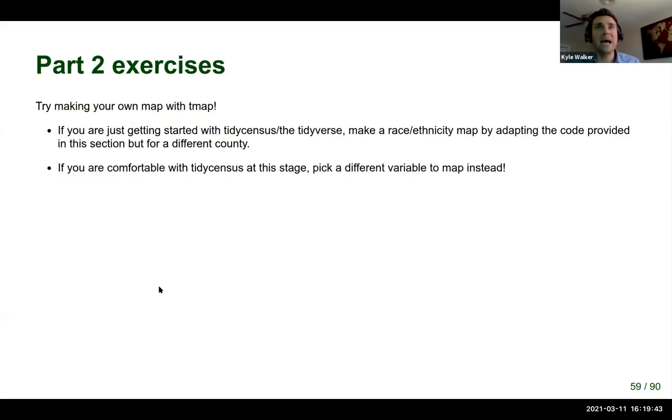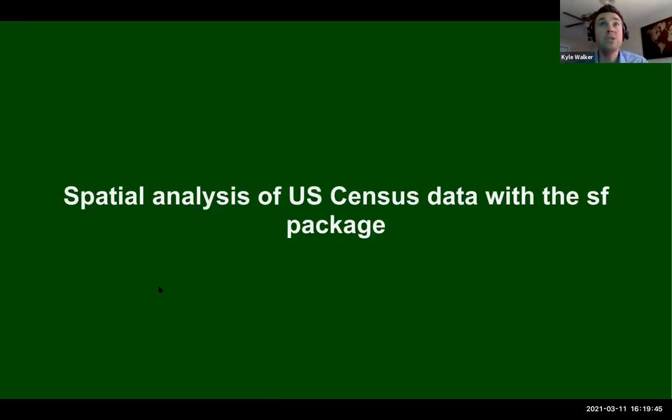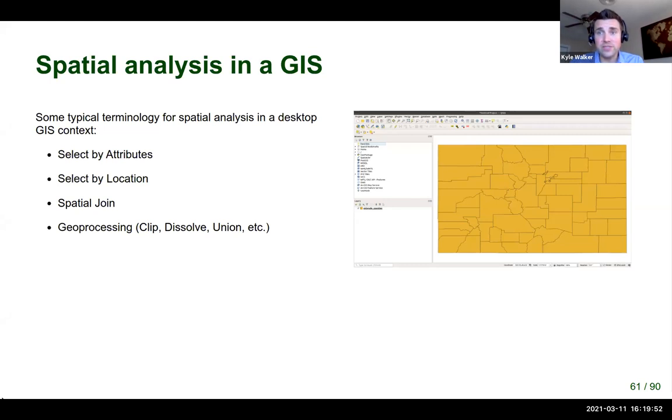So let's dive right back in and take a look at our last topic for today, which is going to be spatial analysis of US Census data with the sf package. And going back to, as we've done for the previous two sections, what do you typically do in a GIS context? You could pull up a data set in, say, QGIS, and you've got all sorts of menus that are available to you. All of these menus at the top of the screen: vector menu, raster menu, plugins.